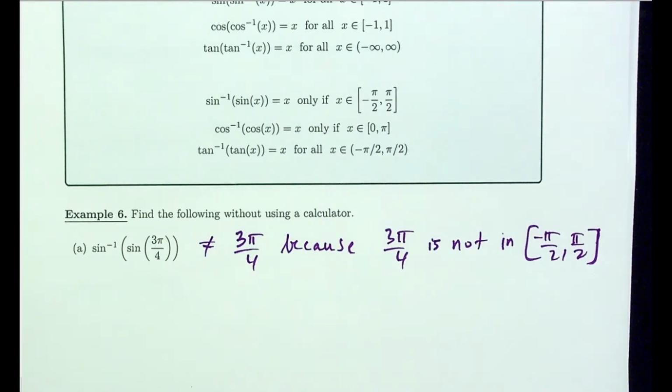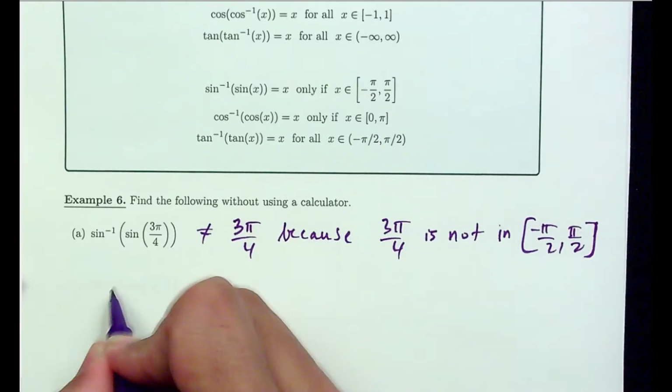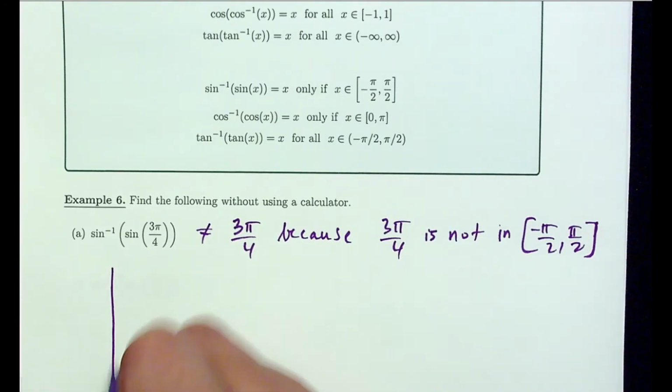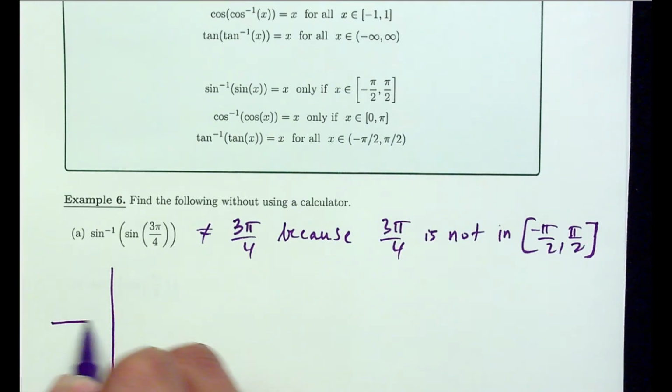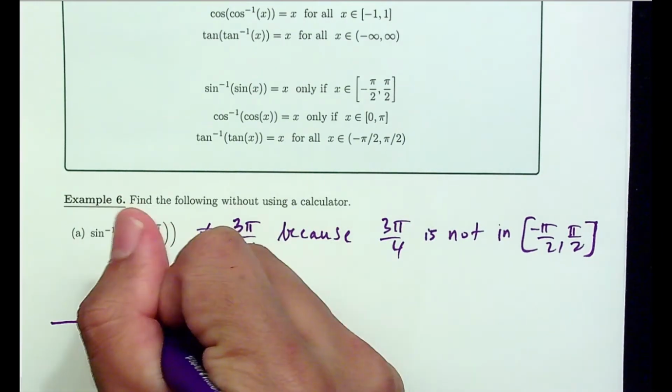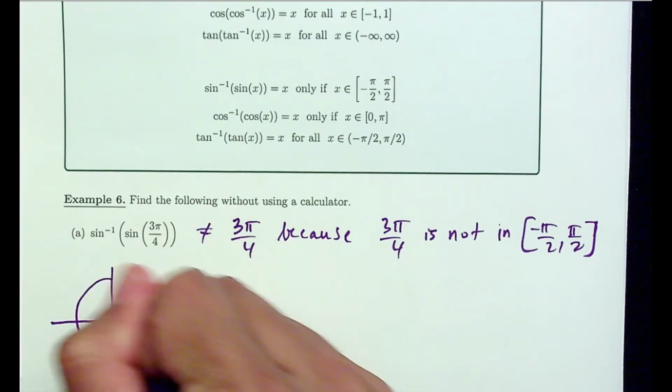So what to do then? What you do is you think of another angle that is within bounds, that is in the domain, but that doesn't really affect the value of the sine. So let's think about it for a second.